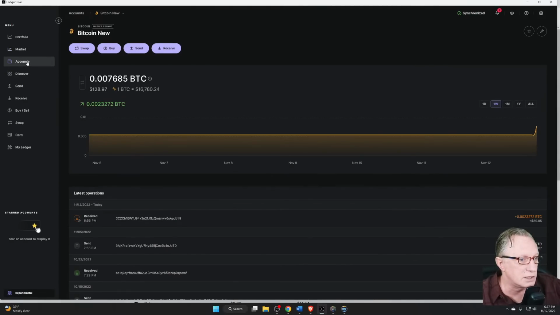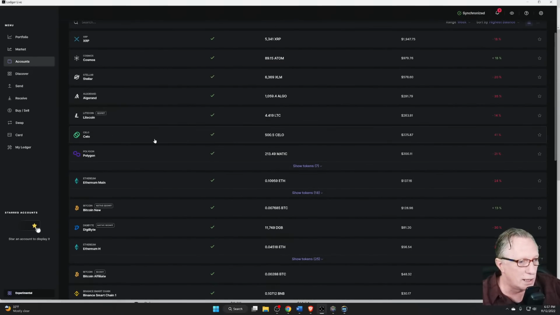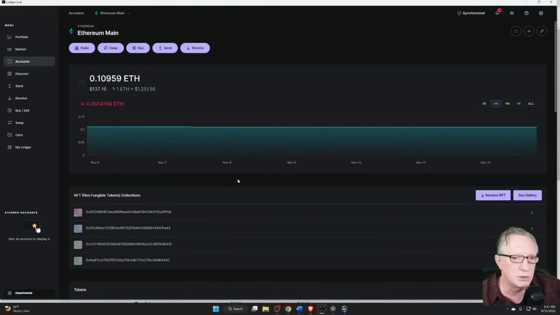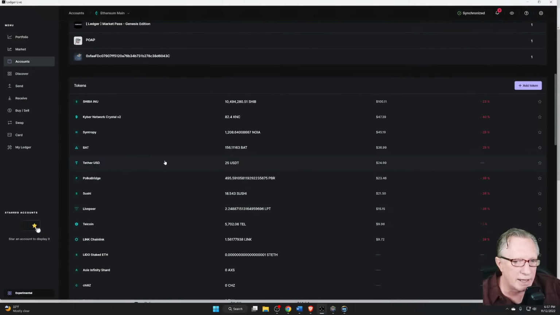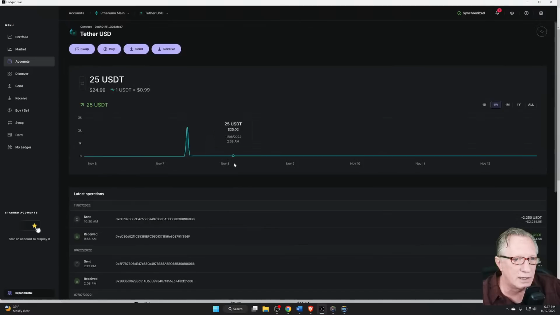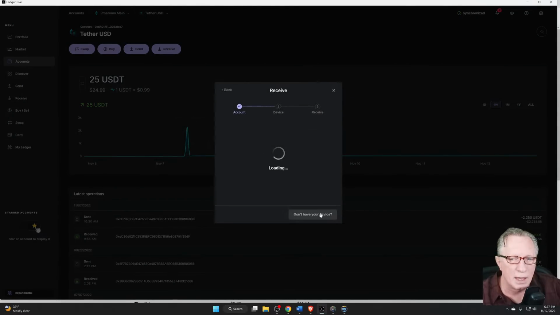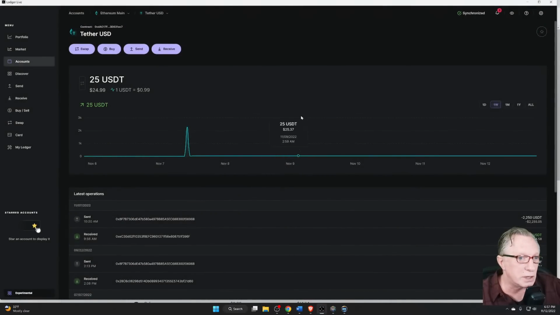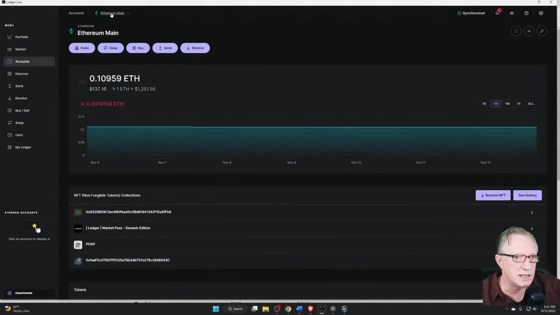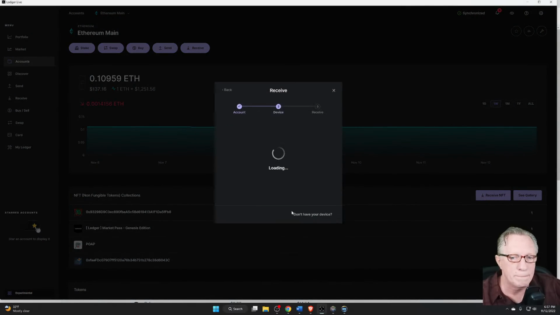Let's go. So how do we store stablecoin? Well, Tether is an ERC20 token. So we can go over here to our Ethereum wallet and we can scroll down. I have some Tether in here already. If I click on the Tether, I can choose receive, and the address is right here. I can copy that into my clipboard.